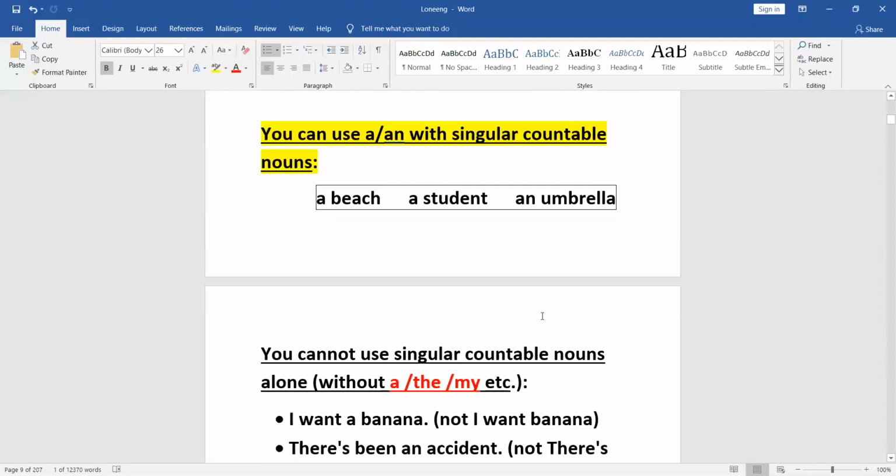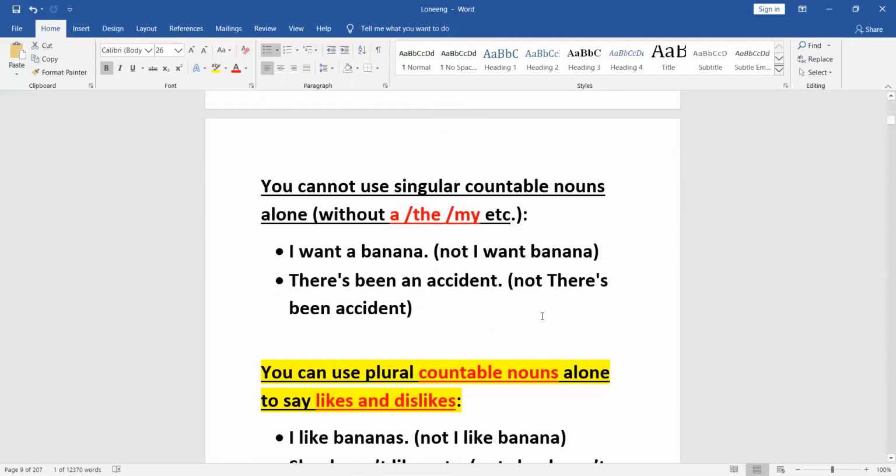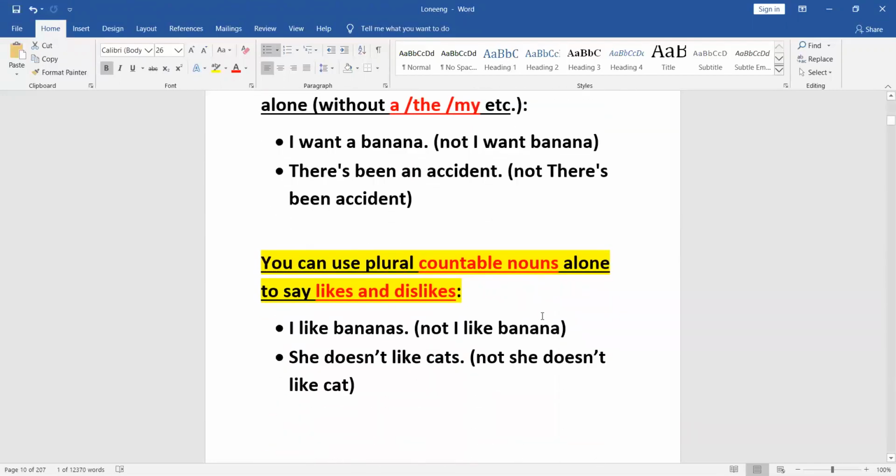We can also use a or an with a single countable noun. For example, a beach, a student, an umbrella. We cannot use singular countable nouns alone, for example without a, the, my, etc. You can't say I want banana.